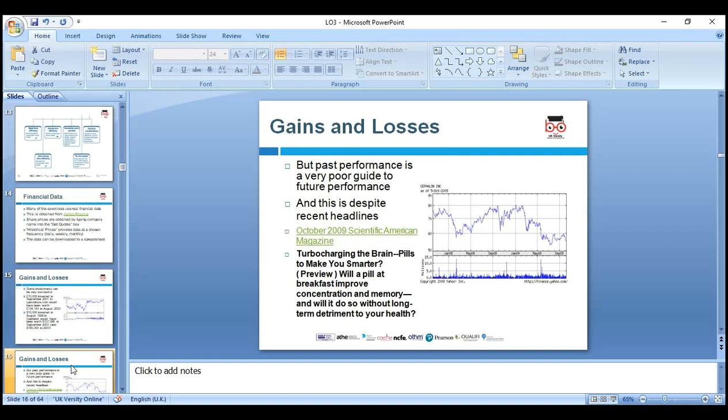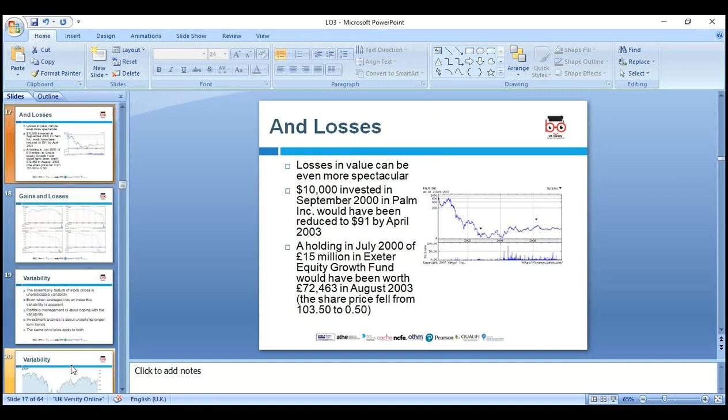But past performance is very poor as a guide to future performance. Despite the recent headlines, we can look at the past. The past performance may be very poor, but does past performance always reflect the future performance?